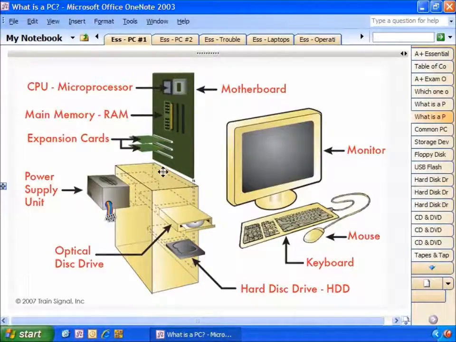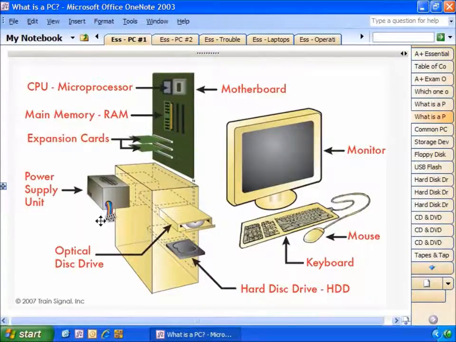So the motherboard in this case goes on the back side over here. You can see we've slid the motherboard out. And up here on the motherboard are some different components that make up the personal computer. There's the CPU, or the microprocessor, right here. There's the main memory, or the RAM. That's these chips here. And then there's expansion cards that stick out of the slots on the side of the motherboard. That motherboard slides in and screws in inside this case.